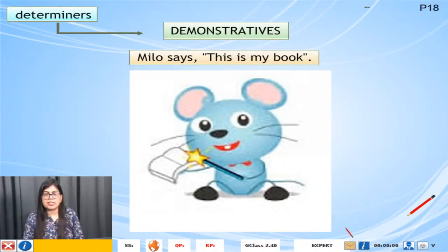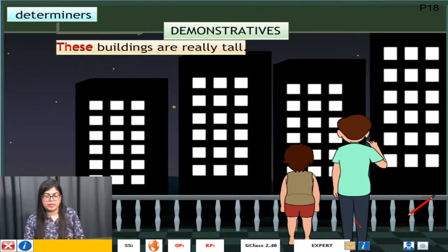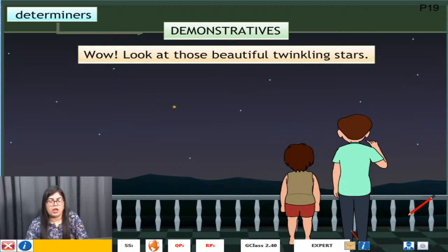Then Milo says, this is my book. Now another one. These buildings are really tall. They are talking about the buildings which were nearby. Will you buy me that chocolate cupcake? It's a little bit far away, that's why he's using that. Wow, look at those beautiful twinkling stars. Those.